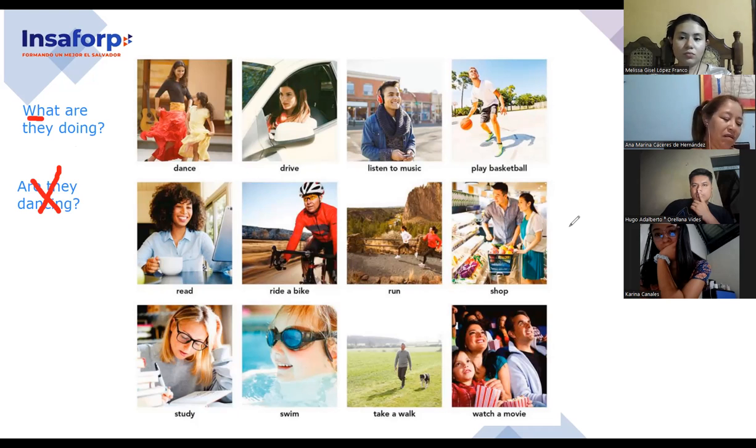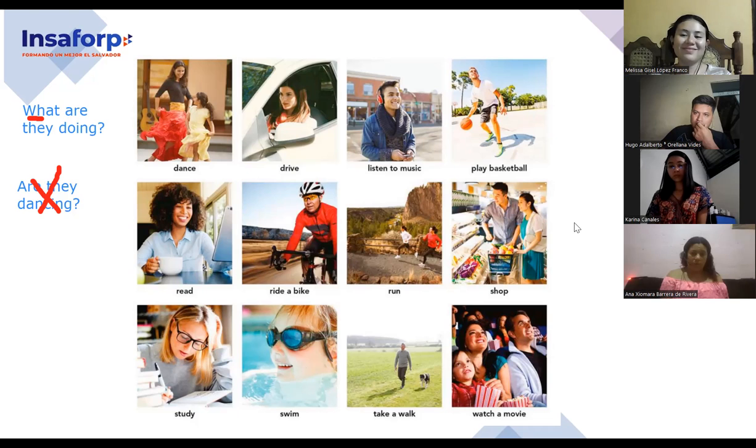Okay? Thank you. Ana Cáceres, thank you. Picture number two, thank you. Ana Marina Cáceres de Hernández, this picture, please. Yes. What are they driving? No, I'm sorry. That's okay. What are they doing? Okay, tiene 50 y 50. 50 and 50. Okay? Yes. They are driving. No, no, no. I'm sorry. Tiene 50 y 50. Good and no good. Okay?